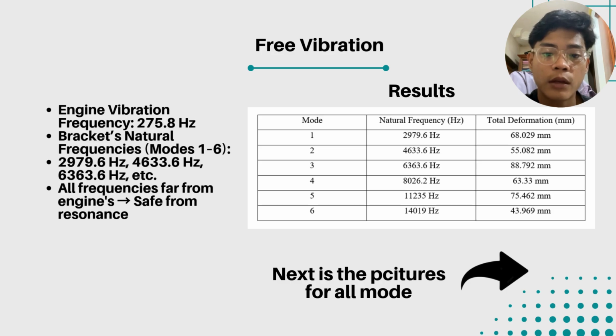And the highest deformation in mode 3 is 88.792 mm and mode 5 is 75.462 mm. This suggests stiffness adjustment could further optimize dynamic performance. For the gap breaking, the upcoming mode shapes in the image will visually supplement the point, clarifying the deformation pattern at each frequency.